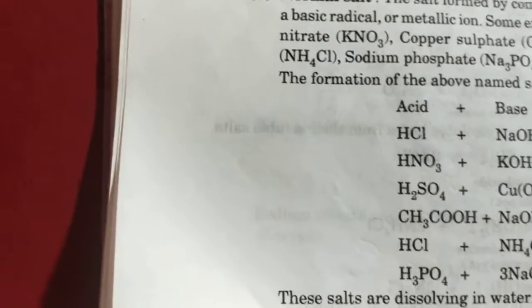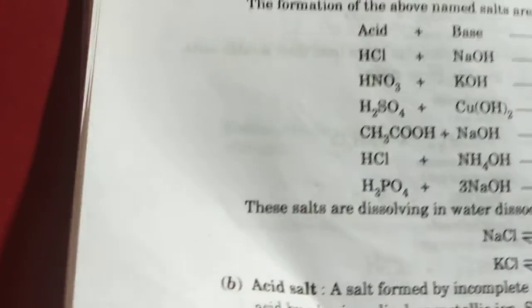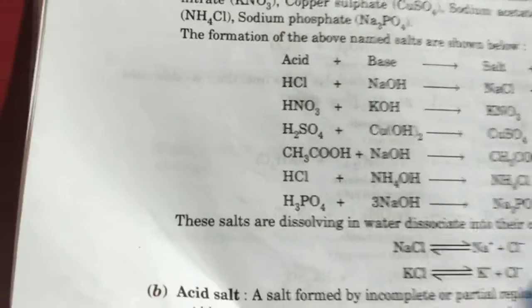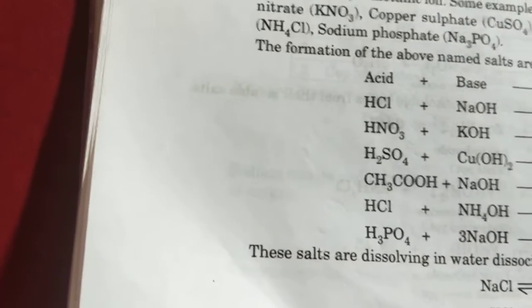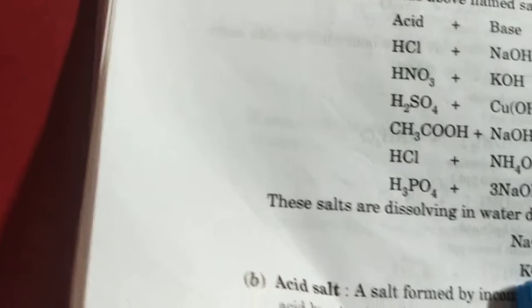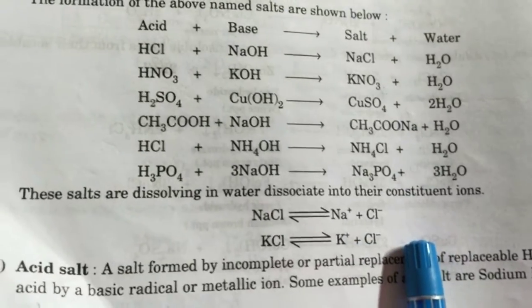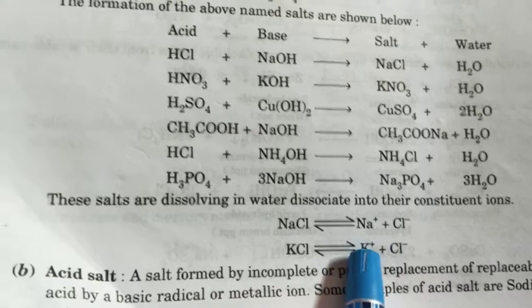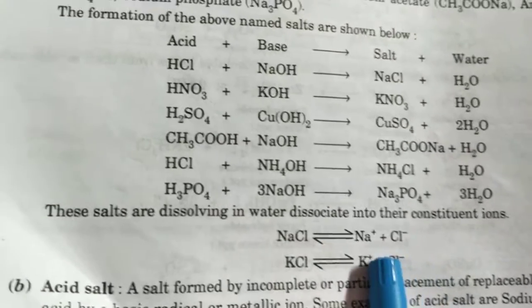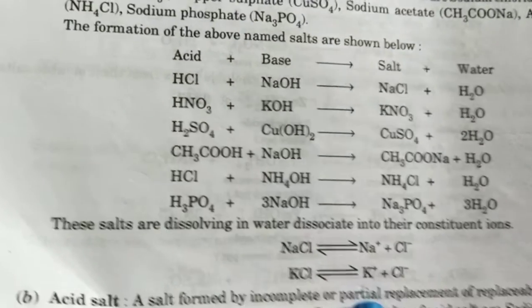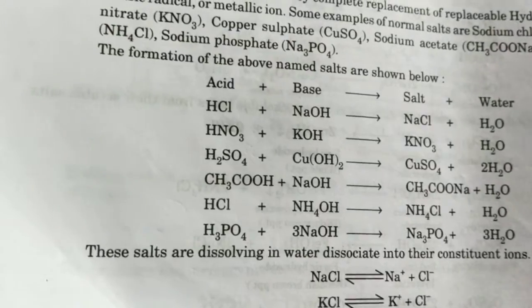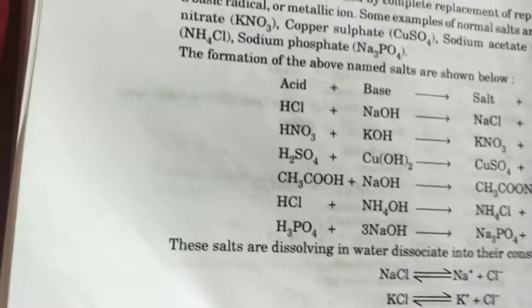These salts, when dissolving in water, dissociate into their constituent ions. For example, NaCl dissociates into sodium ion and chlorine ion. Here the sodium ion is different from hydrogen ion and the chlorine ion is different from hydroxyl ion. So it is a salt. Again, potassium chloride dissociates into potassium ion and chlorine ion. Potassium ion is different from hydrogen ion and chlorine ion is different from hydroxyl ion. So it is again a salt.